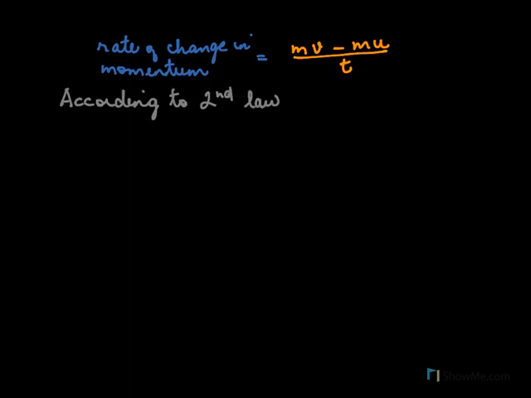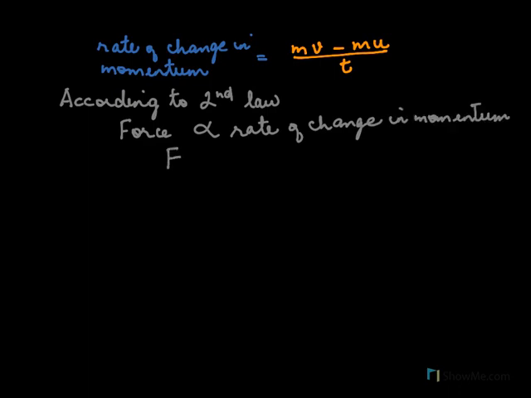According to the second law, it's given to us that force is directly proportional to rate of change in momentum, which means force is directly proportional to mv minus mu over t, which is the rate of change in momentum. Now for force F, this proportional sign, I'm going to change it to equal. And when I do that, I have to always introduce a constant. That is the rule of math.